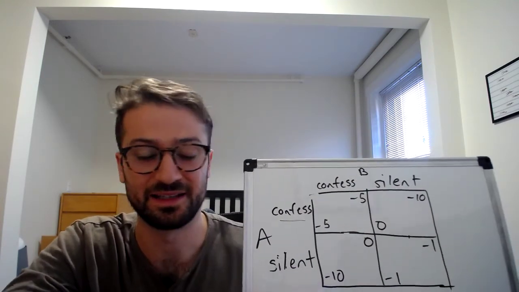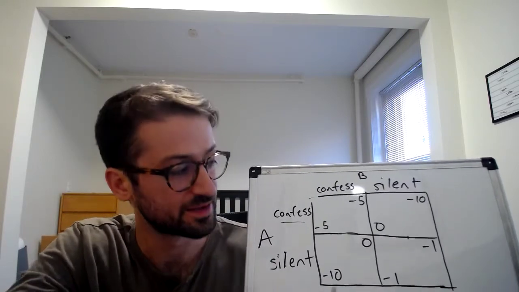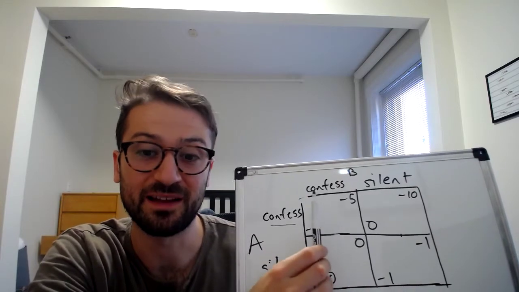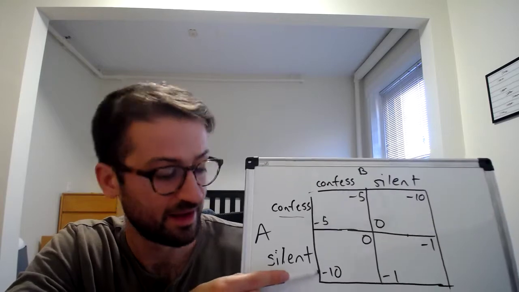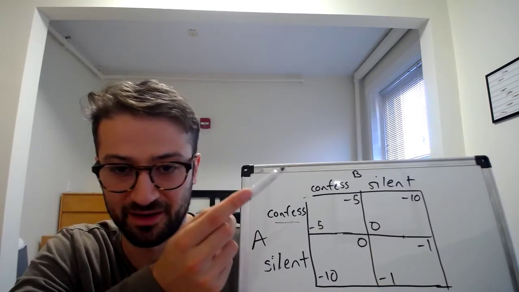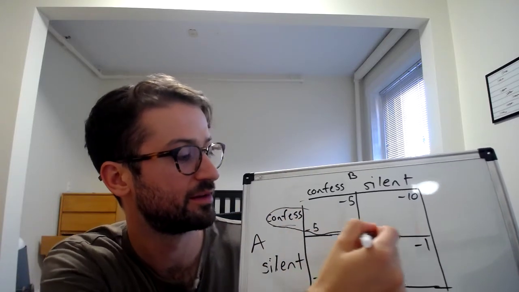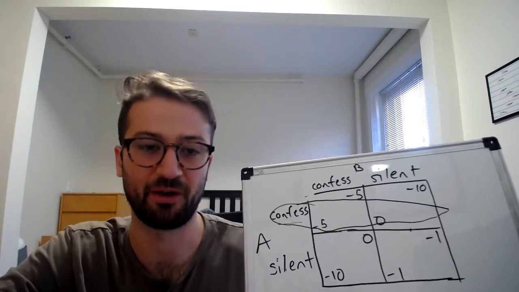And again, it sounds mean, right? But we're just thinking about getting the biggest possible number. So when B is silent, A is going to want to confess. What about if B confesses? If B confesses, A gets to choose between being silent and having -10, or confessing and having -5. So A is going to confess again. So A is always going to confess, because we saw in both of the cases, it's going to be better off for A.